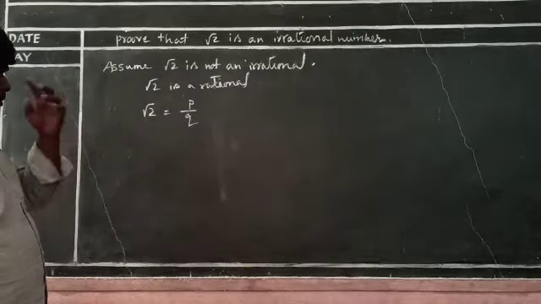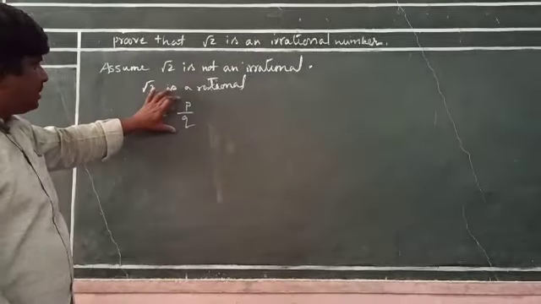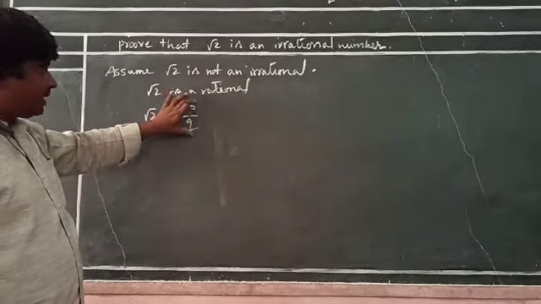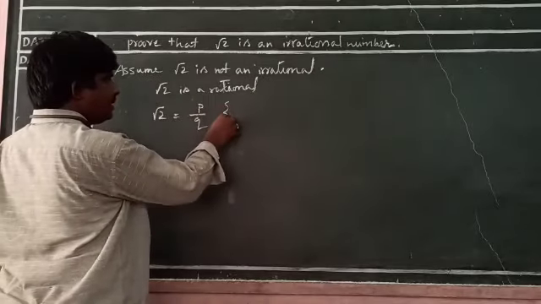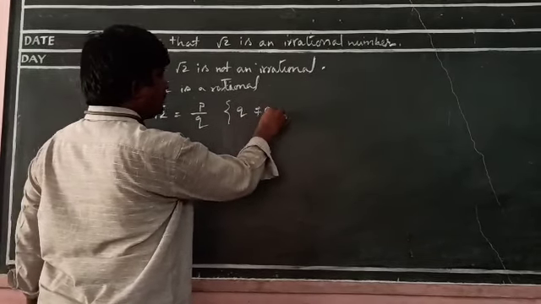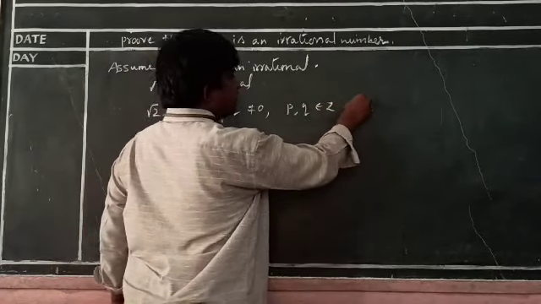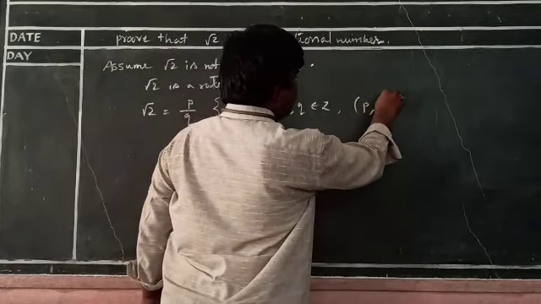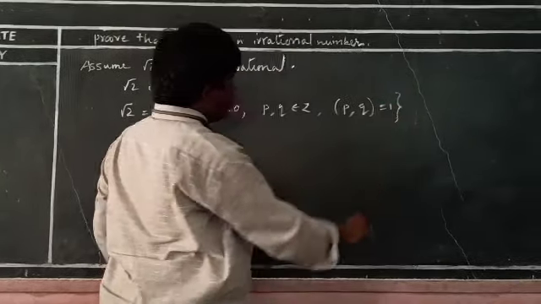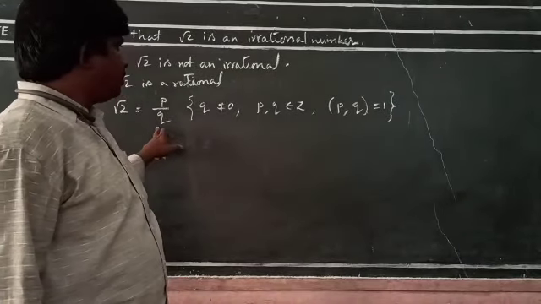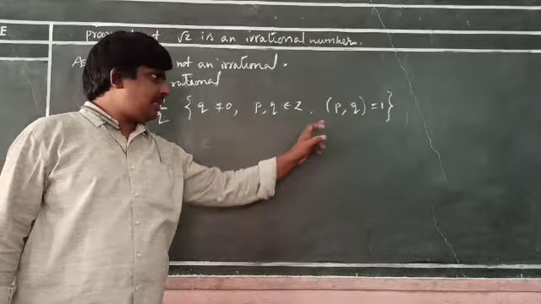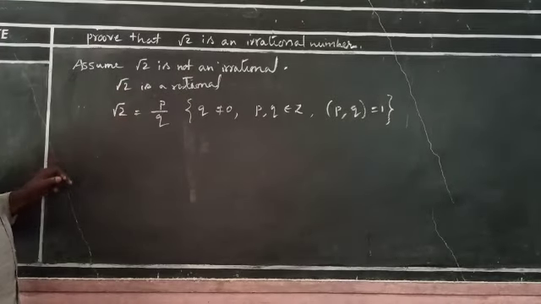Already we have known that p by q is a rational number means it should satisfy three conditions. One condition is q is never 0. Other condition is both are integers. Other condition is HCF of p and q is 1. If both p and q satisfy these three conditions, then only the p by q form is a rational number.